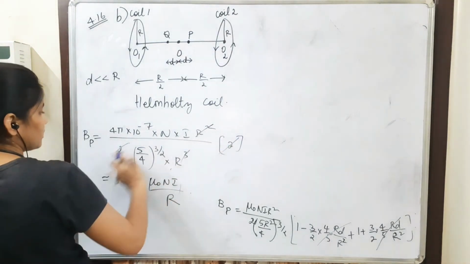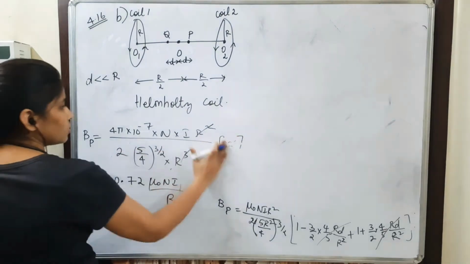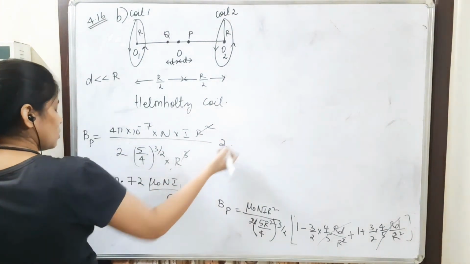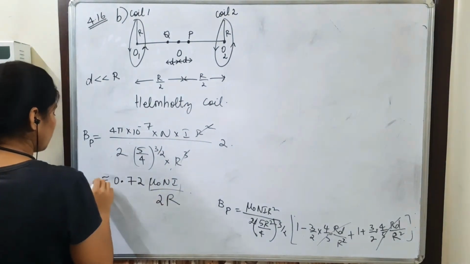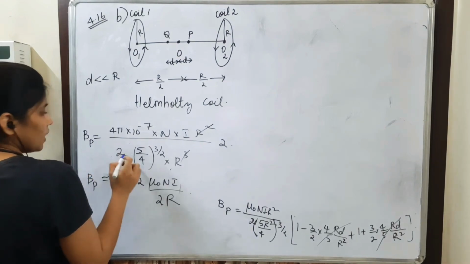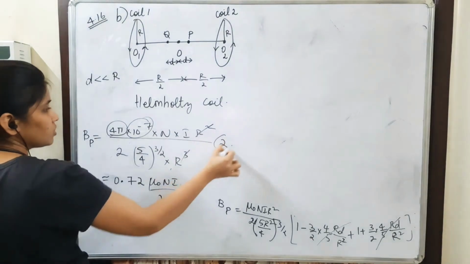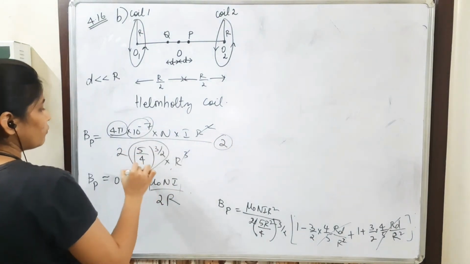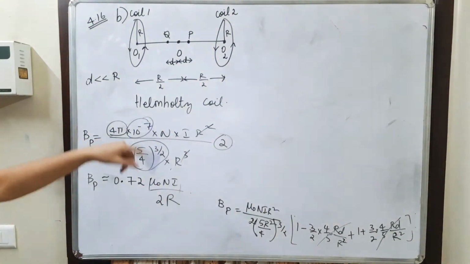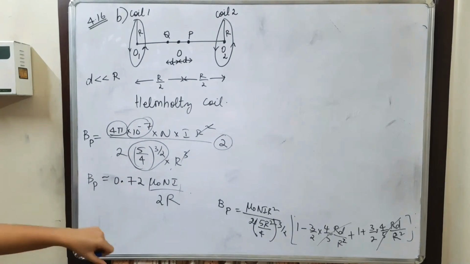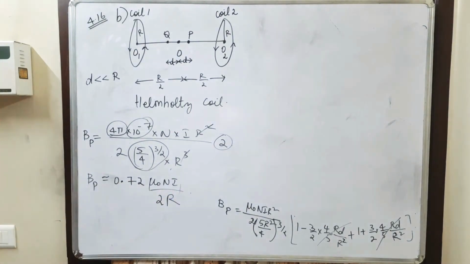Now they have not cancelled this 2. So they have taken it in the multiplication, so we will write it as 2R. So this value, this 4π × 10^-7, this 2 and this (5/4)^(3/2), you calculate numerically, you are going to get 0.72 × μ₀NI divided by 2R.